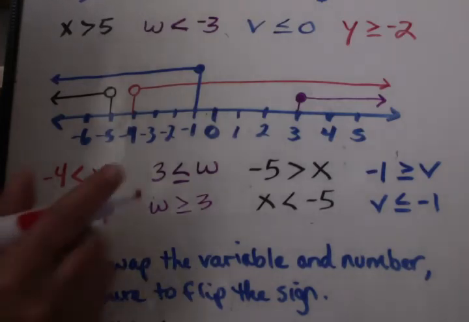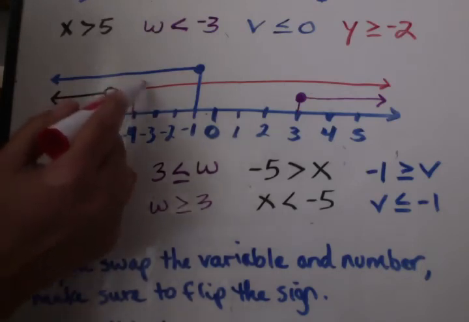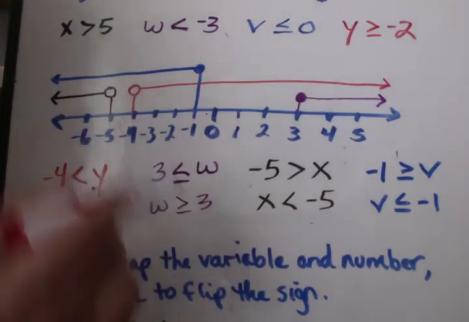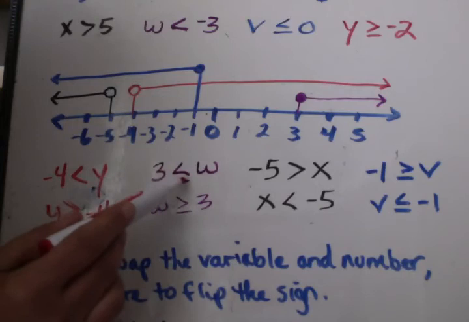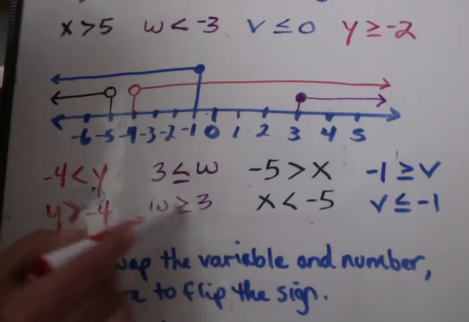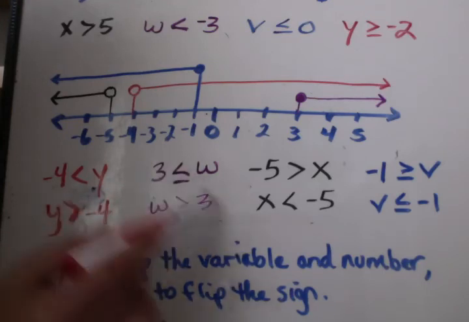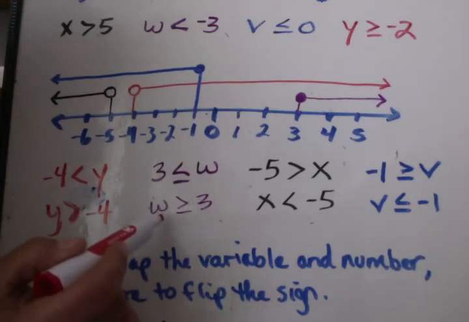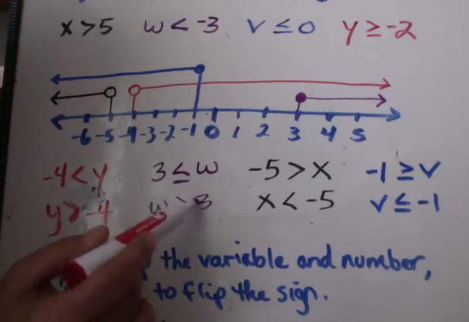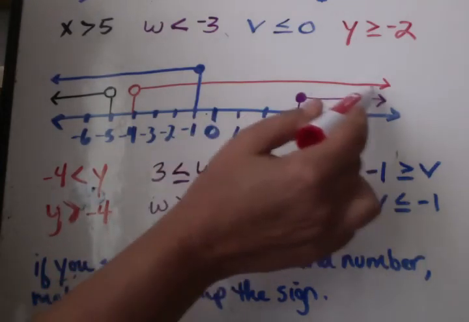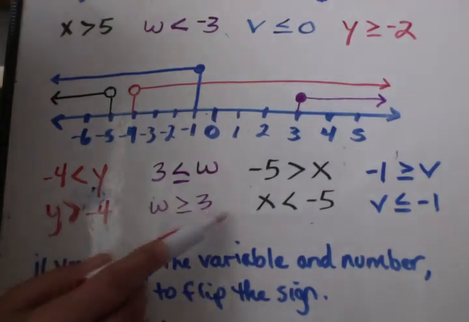So this is an open circle at -4, and we go to the right. Y is greater than -4. All the numbers, remember, greater than is going to the right. Here's another one. 3 is less than or equal to W. If I want to swap those two, I have to also swap this sign. So I put the W on this side, 3 on that side, but I have to flip it from less than or equal to greater than or equal to. W is greater than or equal to 3. I'd go to the 3. It's a closed circle because of the equal sign. So everything to the right of 3.